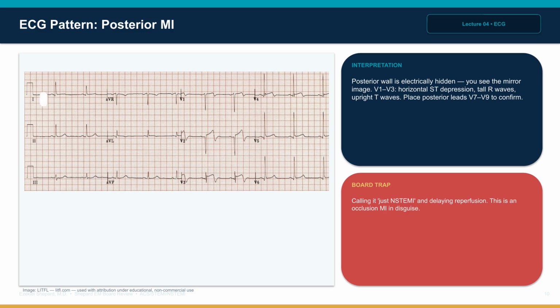The classic distractor on the exam is the stem that emphasizes ST depression in V1 through V3 and asks for medical management. The next step is posterior leads, not a heparin drip. Posterior MI is usually a left circumflex territory event.